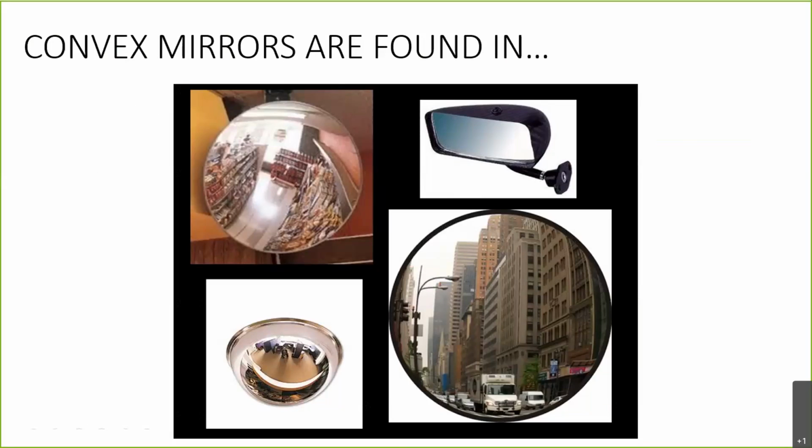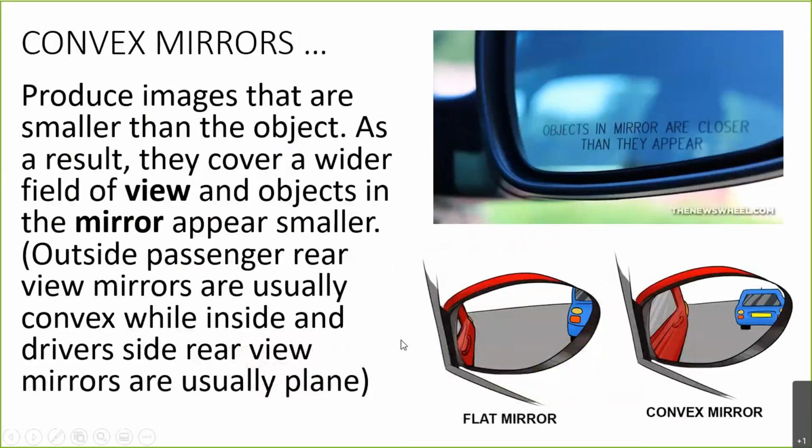And the reason that they help is because they make the image of the objects a lot smaller. You can see a lot more. You can see a wide space in the view of that mirror. So the objects appear to be smaller than they really are. And that's very helpful, especially in the case of a rearview mirror.